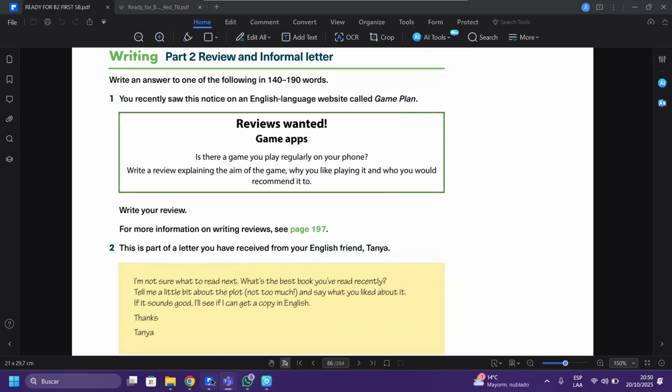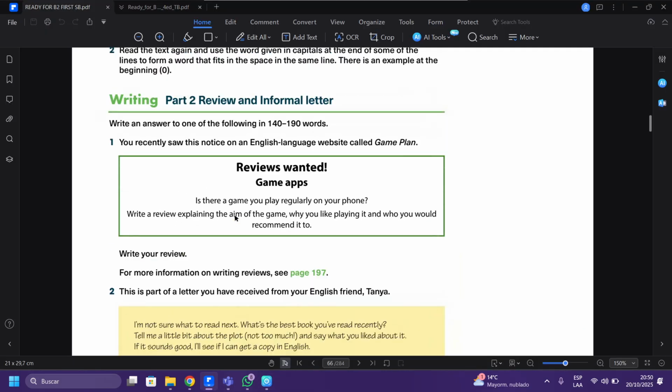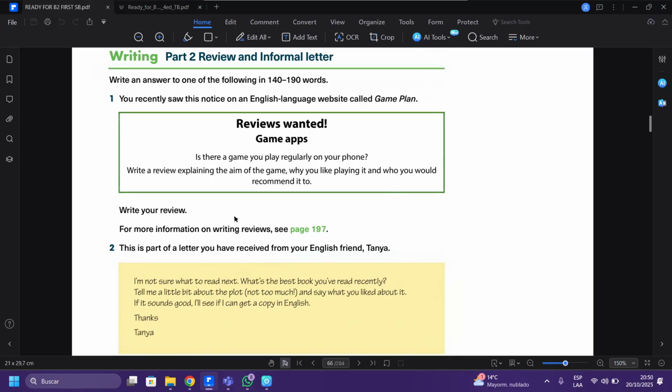So now we have to write about this. This review is about games. We have to write a review explaining the aim or the goals of the game. But I guess you haven't played games, right? I mean video games. Have you ever played games, apps? Yes. I mean video games like on your cell phone or your computer. But as I told you, if you don't know anything about the topic, you can come up with the information.